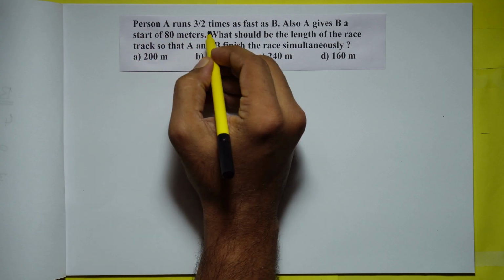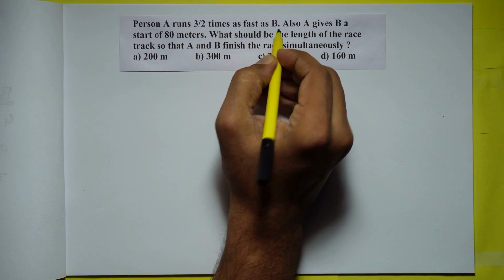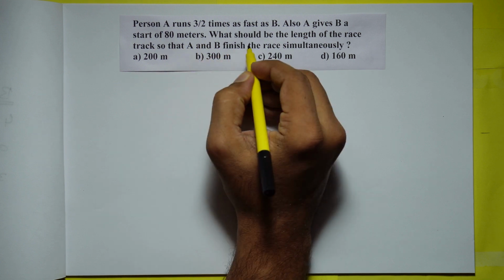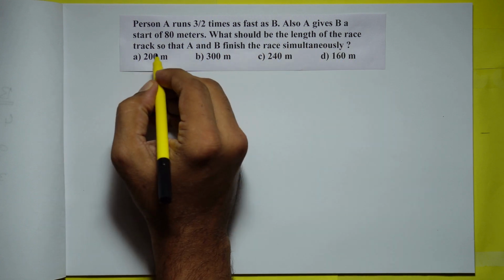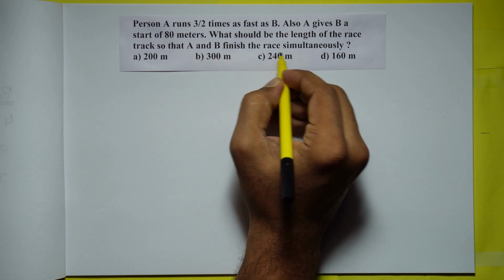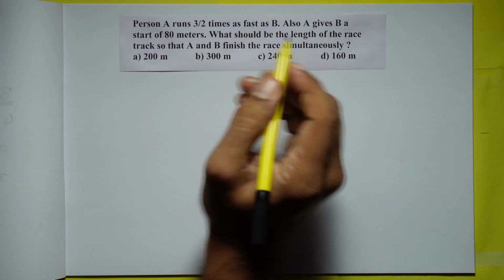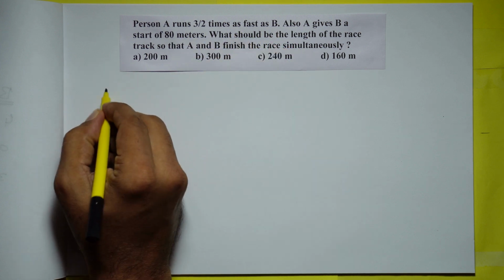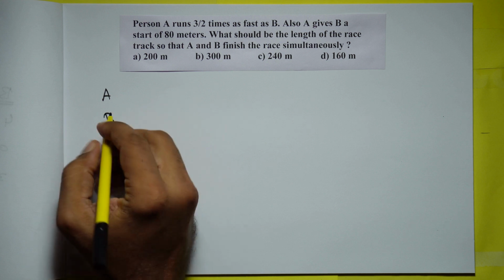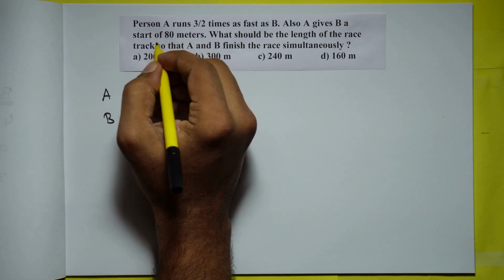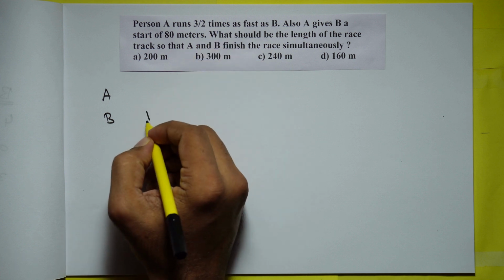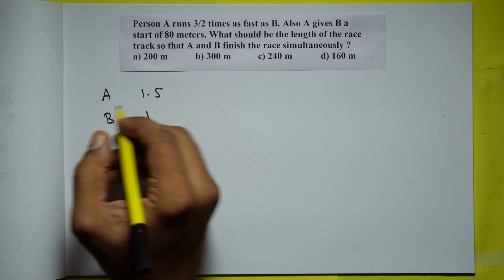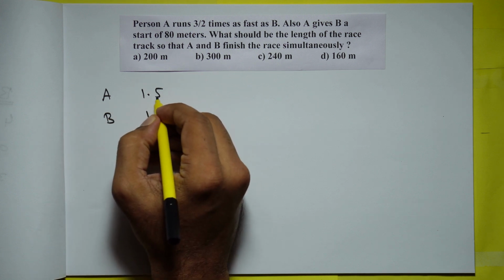Person A runs 3 by 2 times as fast as B. Also A gives B a start of 80 meters. What should be the length of the racetrack so that A and B finish the race simultaneously? So A runs 3 by 2 times as fast as B. So if you consider A and B, if B does 1 meter in that much time, A will do 3 by 2 times that. 3 by 2 times is 1.5 times 1 is 1.5. So when A does 1 meter, B will do 1.5 meters.